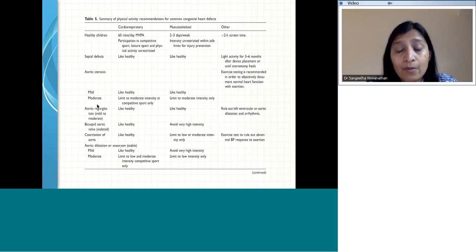It can be valvar, which is the classical aortic stenosis that we see in adulthood, and it can be supravalvar. So patients with hypertrophic cardiomyopathy may have specific issues like cardiac arrhythmia. Also, when there is a dynamic aortic stenosis, exercise can exacerbate that gradient. So that is something to be assessed as well.